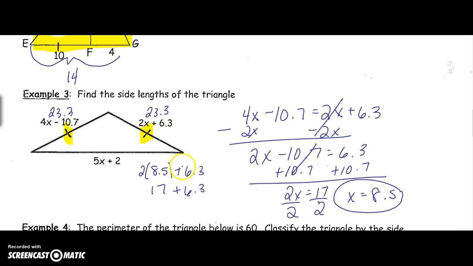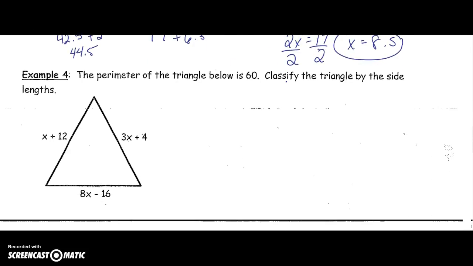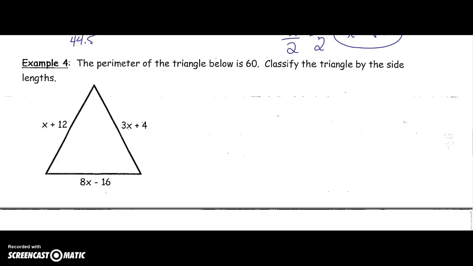Lastly, you need to find the length of that third side. Because it's not an equilateral, we cannot set that one equal to 23.3, so we have to substitute again that 8.5 into x. So 5 times 8.5 is 42.5. And then you add 2 to that and you get 44.5. So this is classified also as an isosceles triangle, knowing that those two sides are congruent.